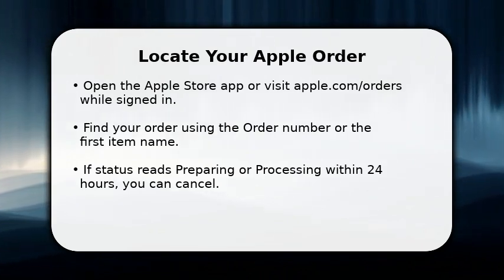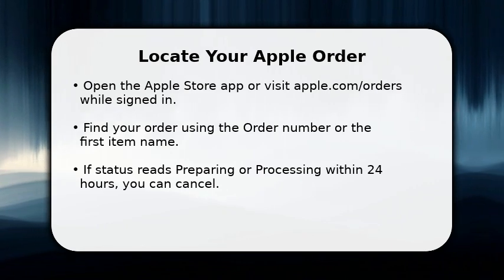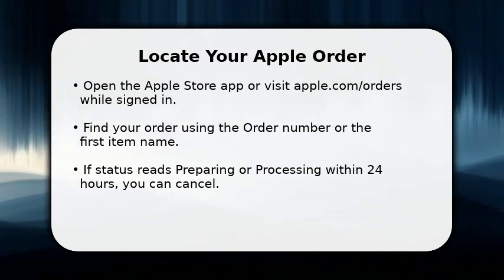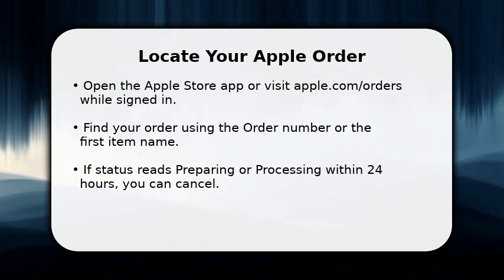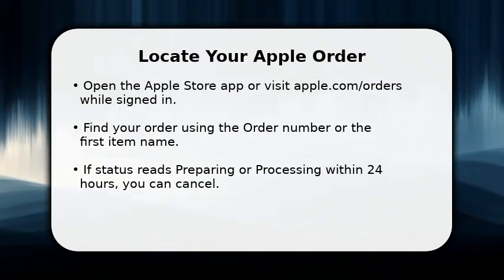Open the Apple Store app or visit apple.com/orders while signed in. Locate your recent purchases page to view active orders. Find the order using the order number or the first item name displayed. Check the order status line carefully for shipping progress.